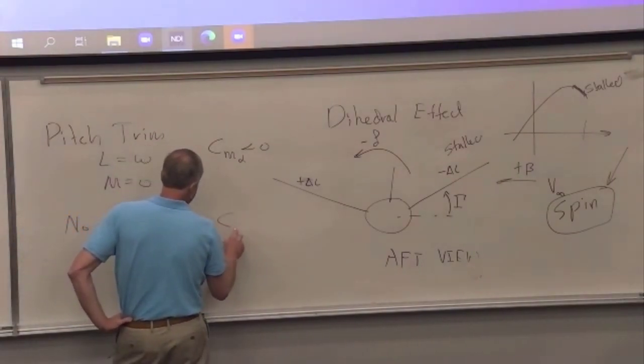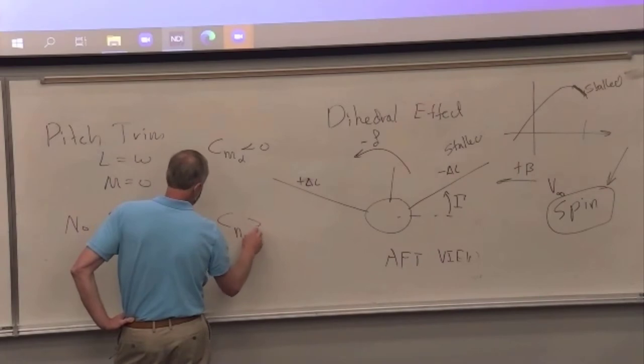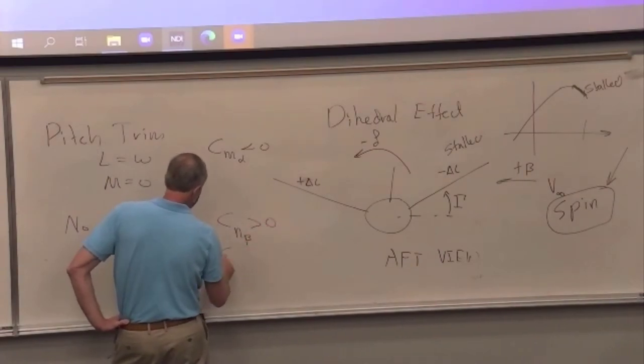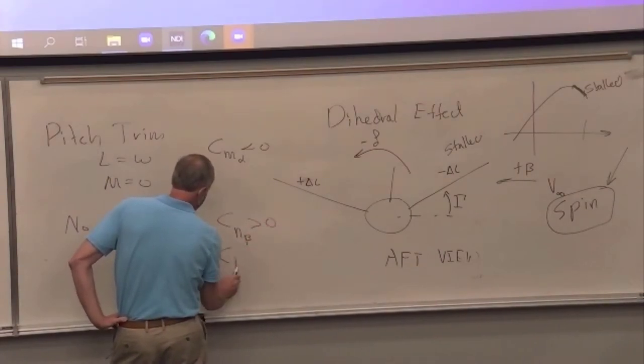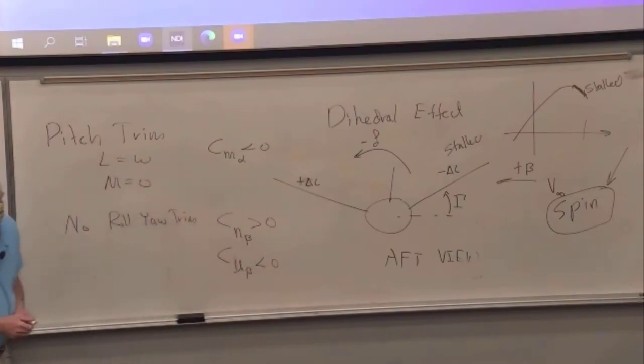But we need to make sure we have C_N beta positive, yaw into the side slip, and the roll needs to be away from the side slip. And if you have those fundamental things, you can trim the airplane, you have pitch stability, roll, and yaw stability, you can build an airplane and it will fly and you won't die.